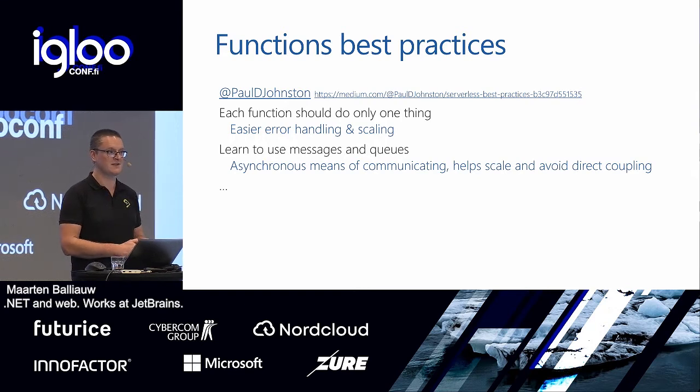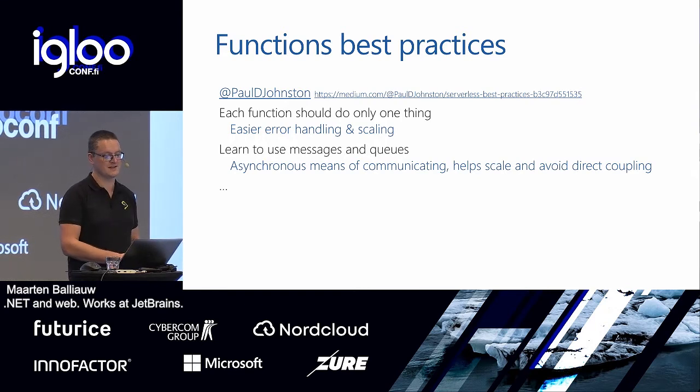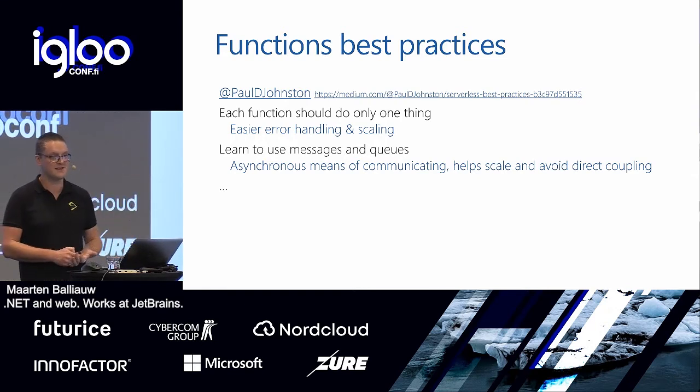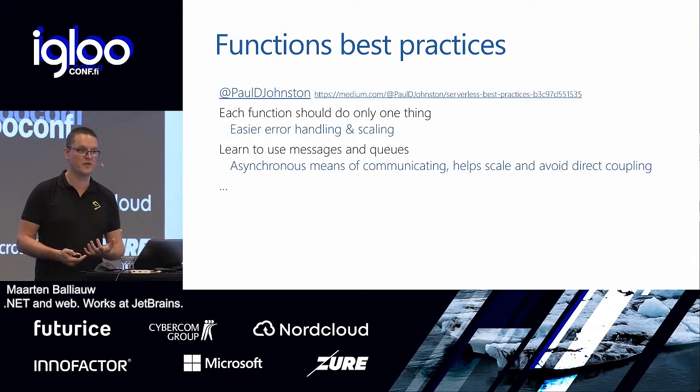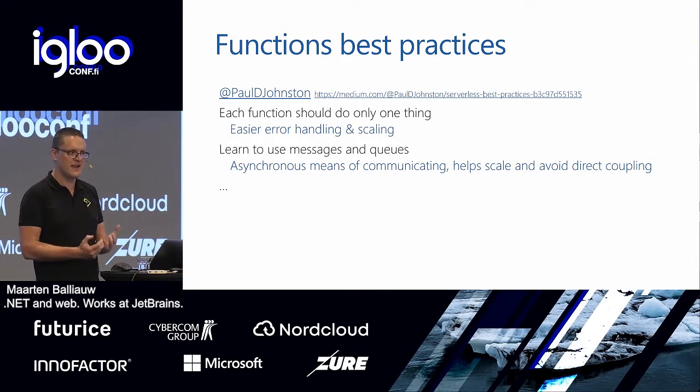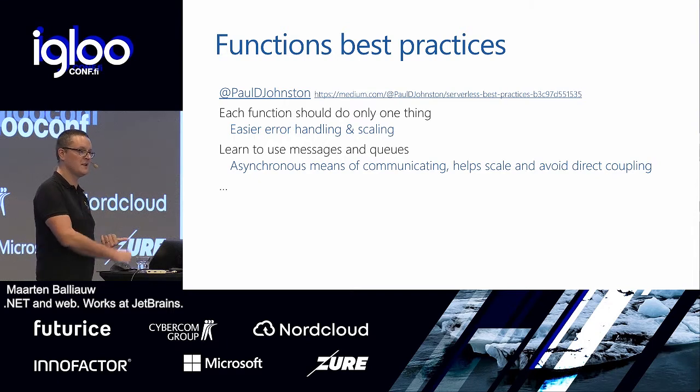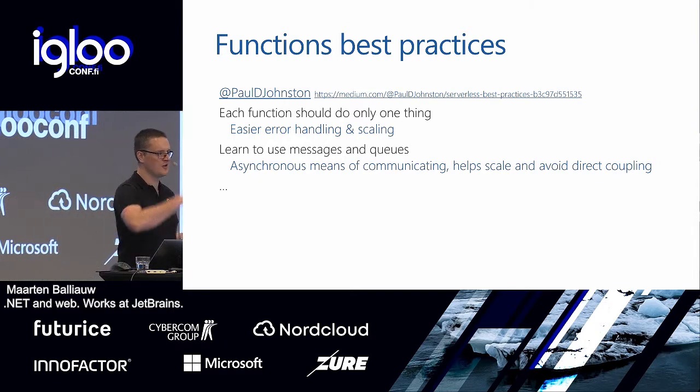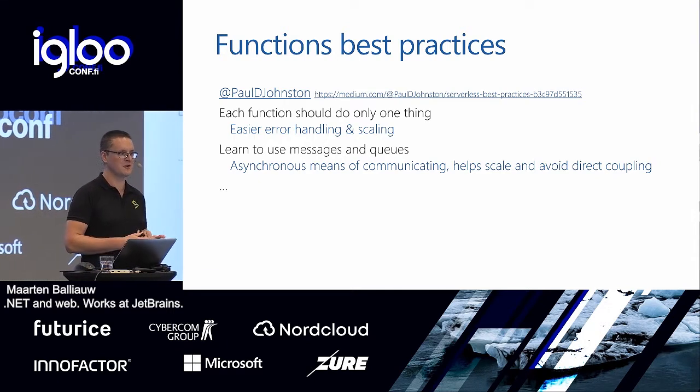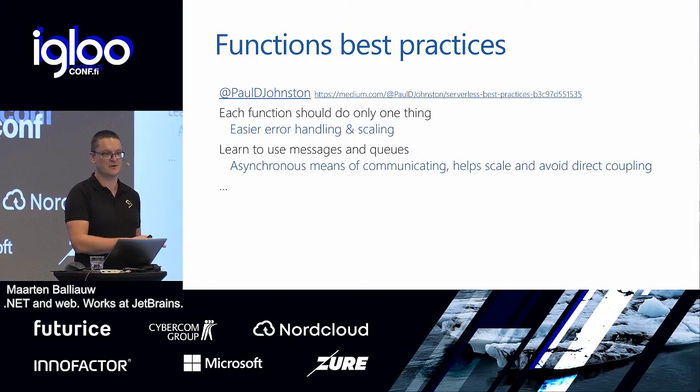And he has a blog post detailing the function's best practices. One of those best practices is that every function should be doing one thing, and only one thing, or ideally as few things as possible, because it makes it, first of all, easier to handle errors. If something breaks, you don't have to go through 50,000 lines of code. It's going to be just a couple of lines of code.